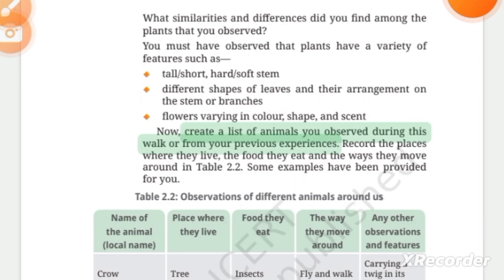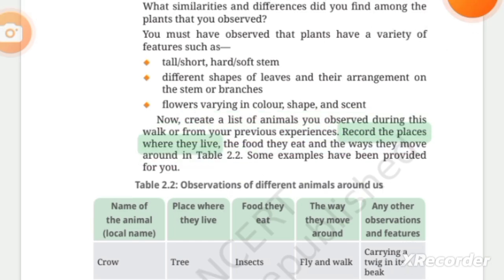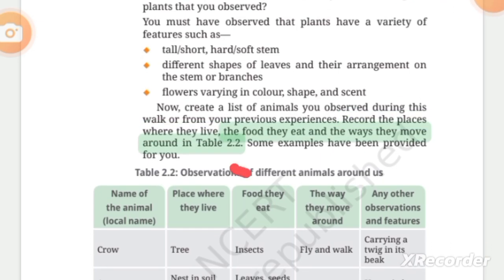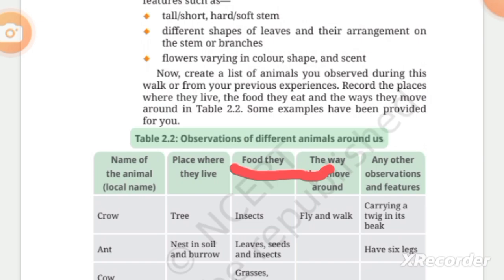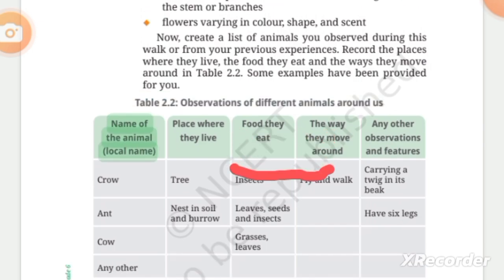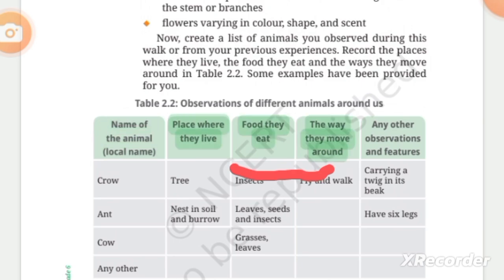Now, create a list of animals you observed during this walk or from your previous experiences. Record the places where they live, the food they eat and the ways they move around in Table 2.2. Some examples have been provided for you. Table 2.2. Observations of different animals around us. Name of the animal, local name, place where they live, food they eat, the way they move around. Any other observations and features?